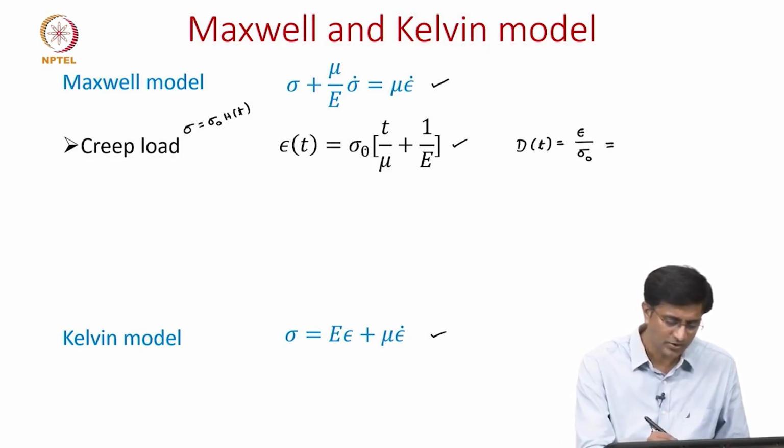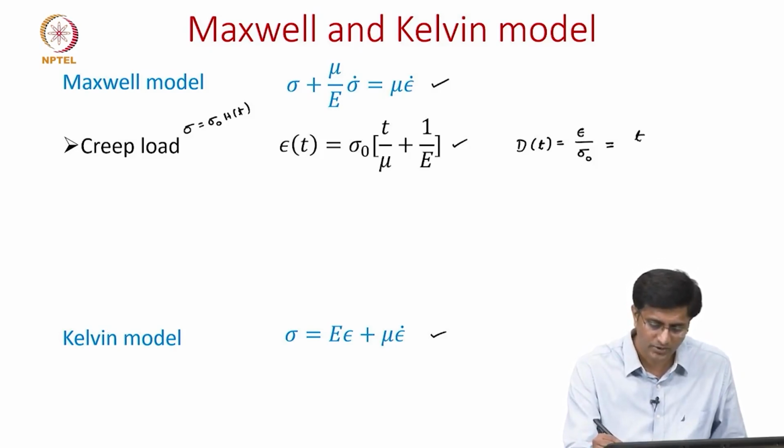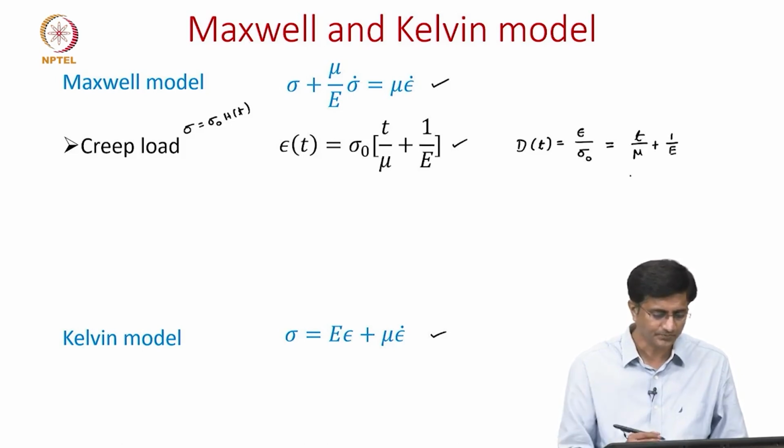So, essentially we just need to remove this sigma naught term from this creep response, which should give us t by viscosity plus 1 by E modulus.